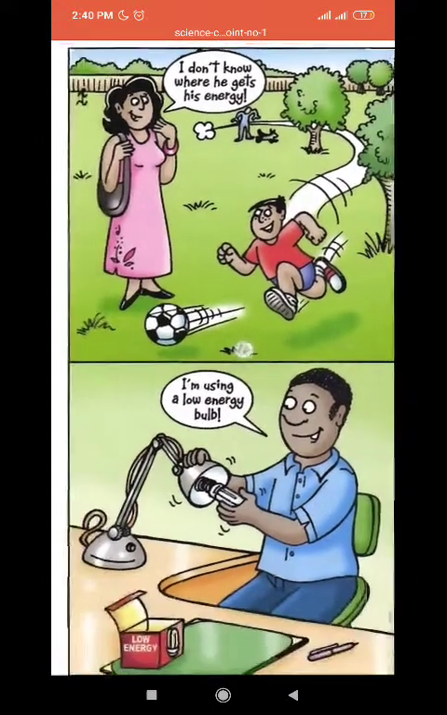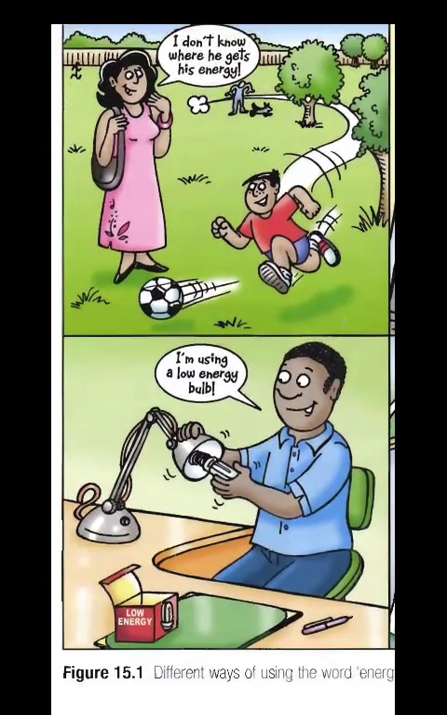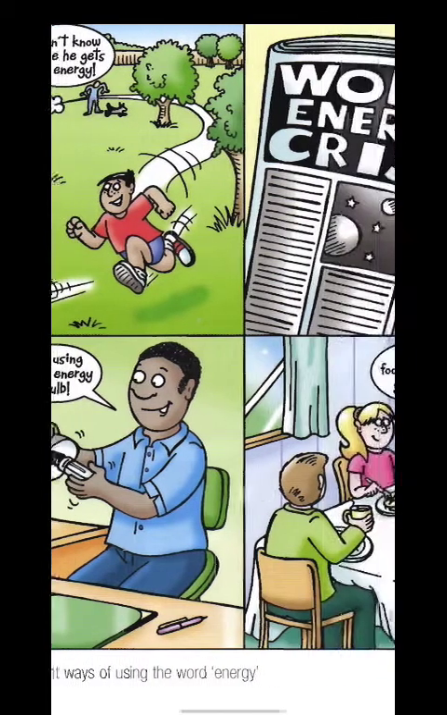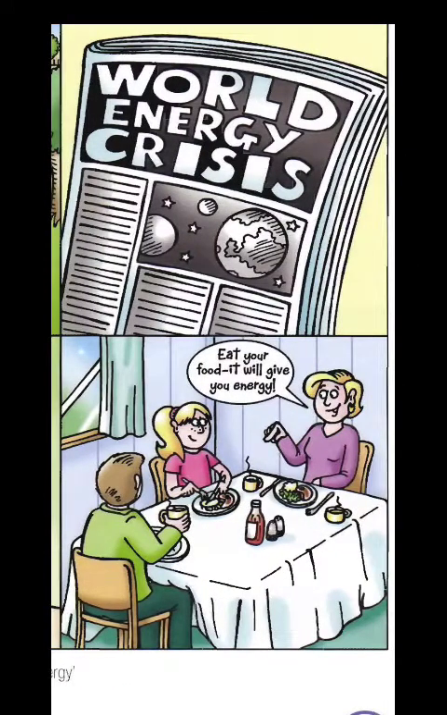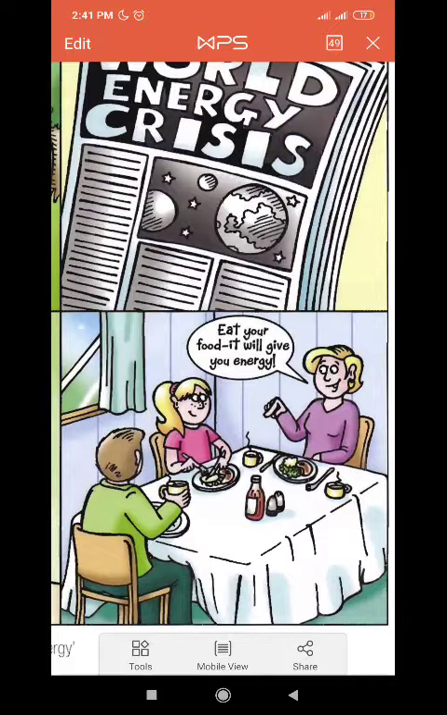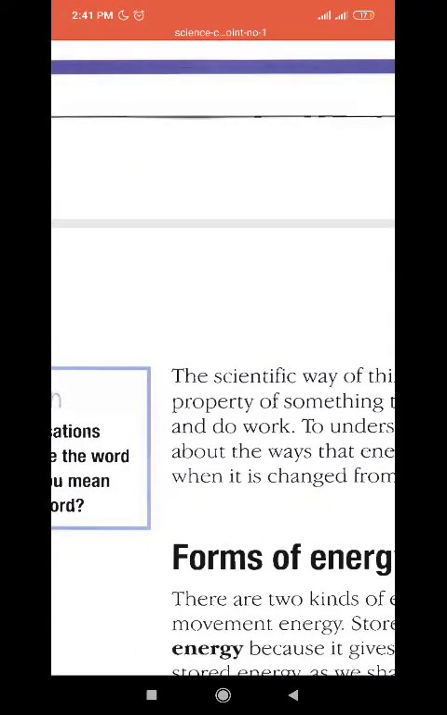Okay, let's move on to look at this guy right here who's fixing a bulb onto a table lamp holder. So he's saying, I'm using a low energy bulb. Oh, really? Good for you, sir. All right, then let's see this family right here. Do you see the family? There is a mother. She's talking, and there's a daughter just smiling, looking at the mother. And there is a guy right here sitting across from the mother. And the mother says, eat your food. It'll give you energy.